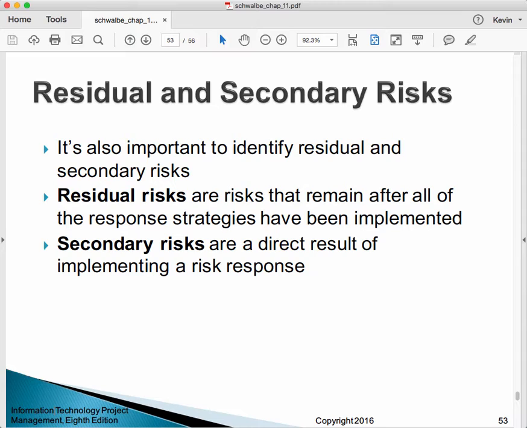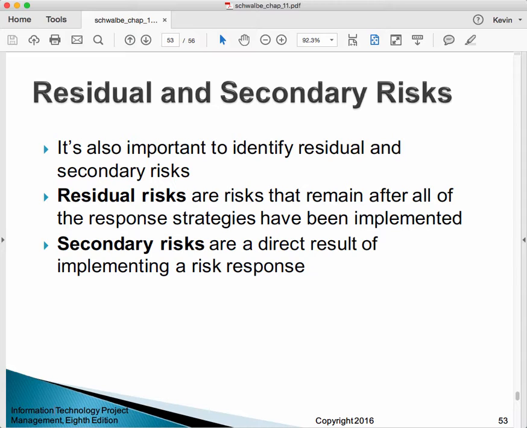Here's a really interesting concept: residual risks and secondary risks. It's always important to identify them both. Residual risks are risks that remain after all of the response strategies have been implemented. So you're not going to get all the risk out of a project, but you can influence it. You shouldn't have the expectation that you're going to take all the risk out of a project.